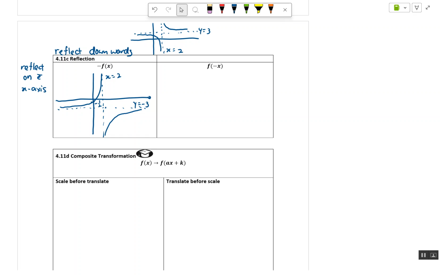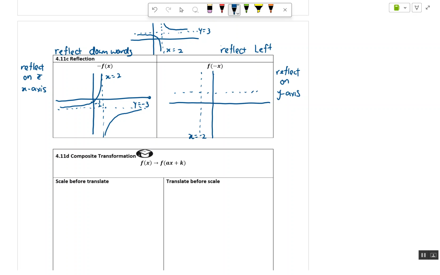Okay, but if you make a negative, this is called reflect left, which means you reflect on the y-axis. It becomes x equals negative 2. So it becomes this side and this side. So this is negative 1/3 and half.